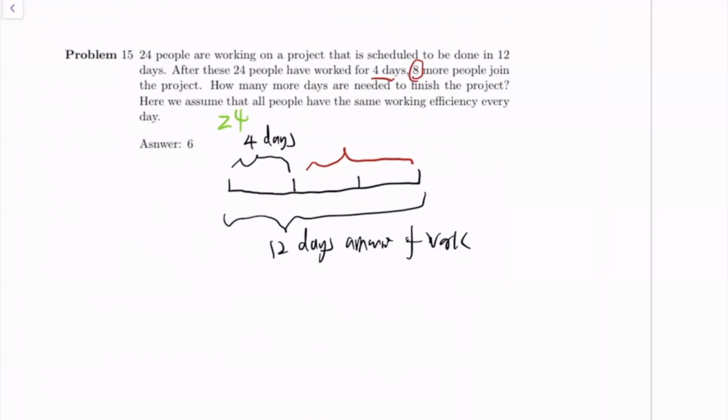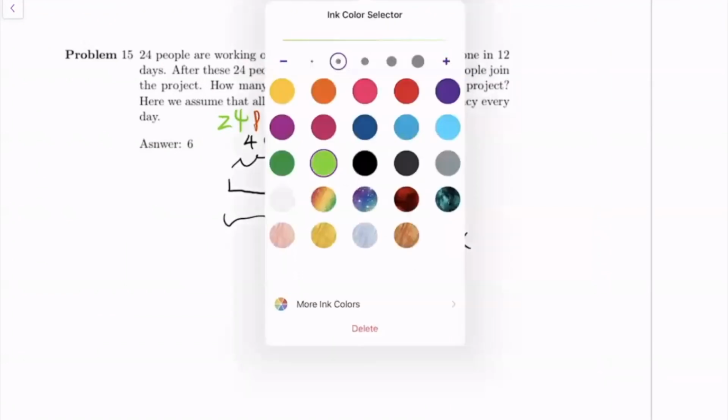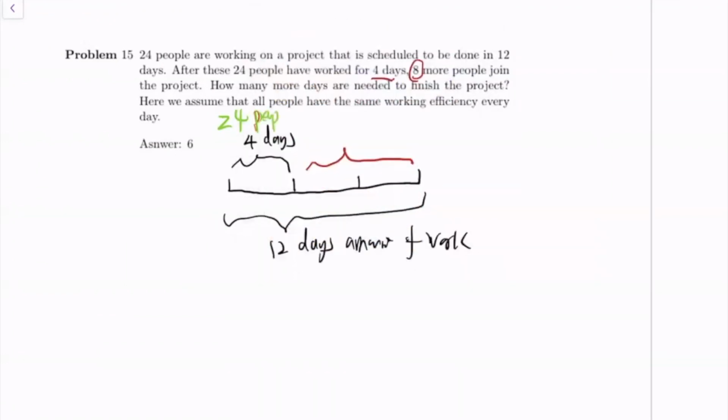They join the project. So here is 24, right? 24 people. And then what we get is 24 plus 8, which is 32 people. Okay, now if it's 32 people, then of course you have more. Then here we just need how many days we need for this part? So we need 24 over 32. Because you have more people, of course, it requires less amount of time, right?